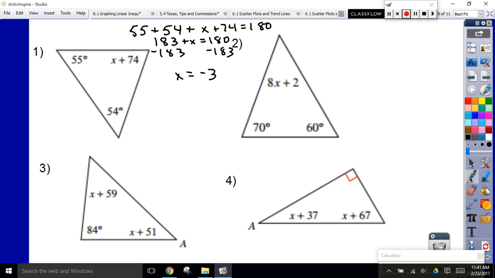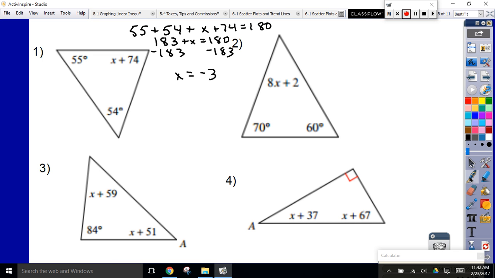So we get a negative number for x, and that's okay. We're not saying that the angle is negative. We're saying that x is negative. The measure of this angle is x plus 74, which is negative 3 plus 74. So this is a 71-degree angle. So sometimes you will get a negative answer for x. You will never get a negative answer for an actual angle, though. Okay, let's do another one together.